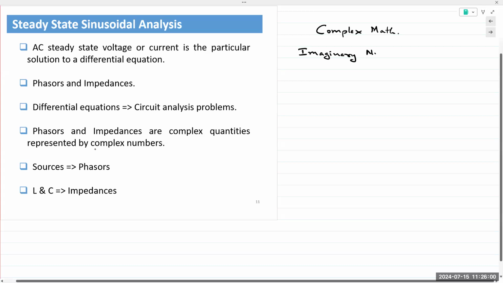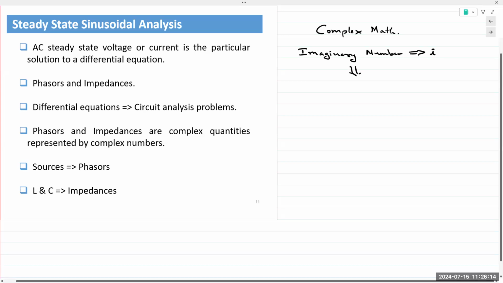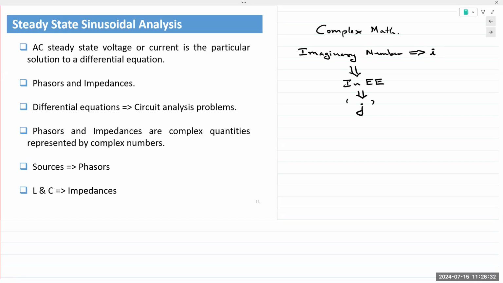So imaginary number i is what we're going to use. But what is I in electrical engineering? Current. So in EE, we will replace the i with j. Okay, we'll replace the i with lowercase j. And I'm fond of this phrase: we use complex math to make the math less complex.